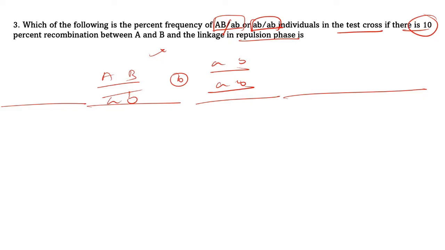If they are in repulsion phase linkage, it will be capital A small b on one side, and on the other side it will be small a capital B. So this is how it is.